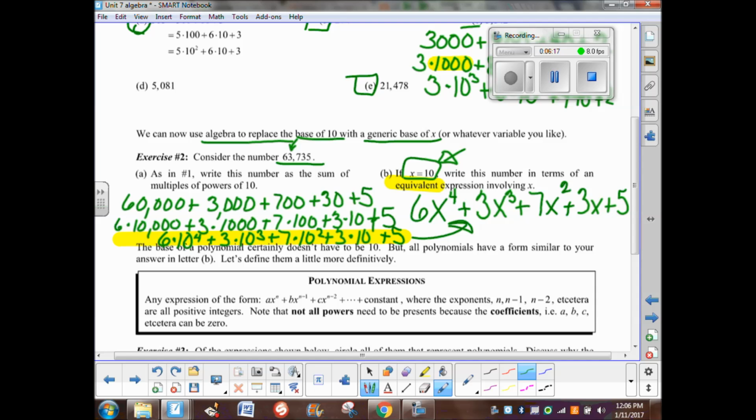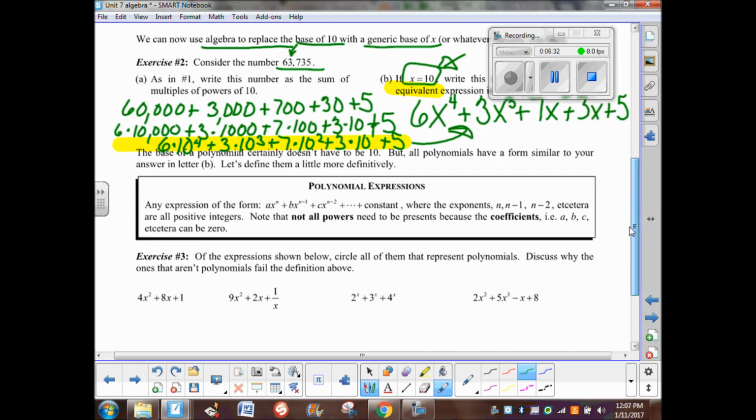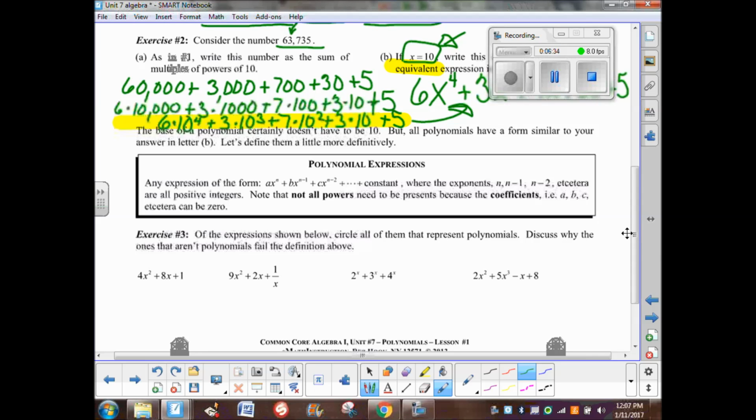It says the base of a polynomial certainly doesn't have 10, okay, but all polynomials have a form similar to your answer in letter B. So let's define them a little bit more formally. So polynomial expressions, okay, we're not dealing with equations yet, just expressions. Any expression of this form, okay?